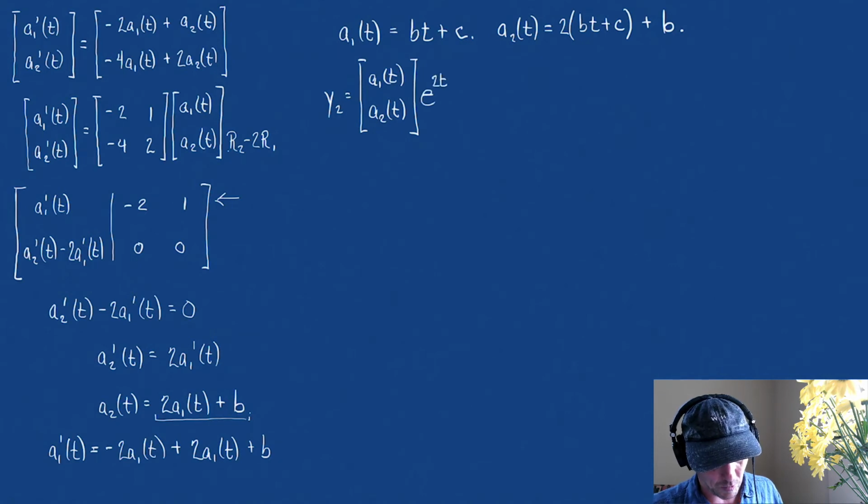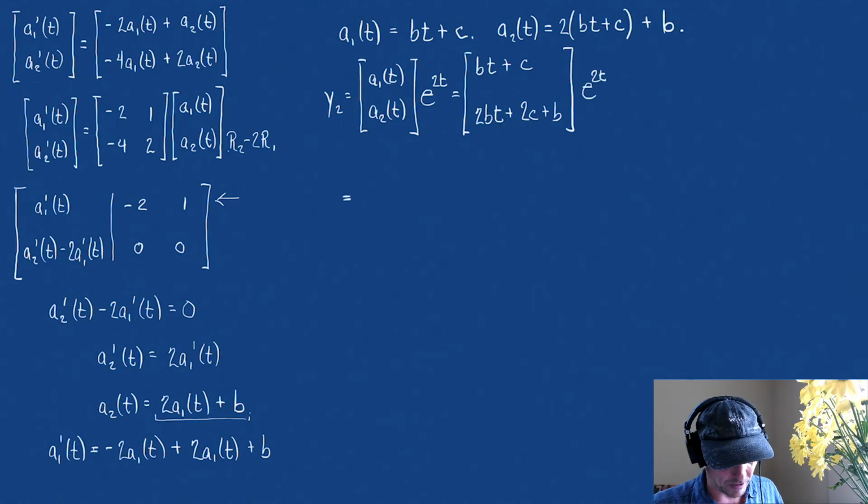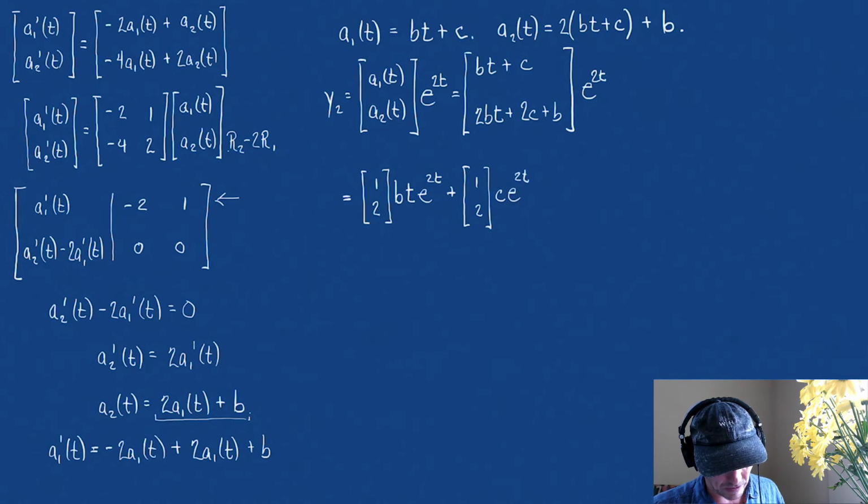Well, now look at what we wrote. We just said that a1 of t is bt plus c, and we said that a2 of t is 2bt plus 2c plus b, times e to the 2t. But let's break this up. It looks like a linear combination. If I factor out a bt, this becomes the vector 1, 2 times b t e to the 2t, plus I have another vector in terms of c's, 1, 2 times c e to the 2t. Plus I have one more vector, 0, 1 times b times e to the 2t.